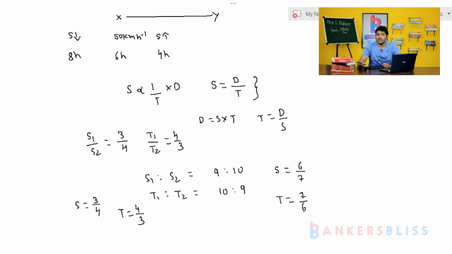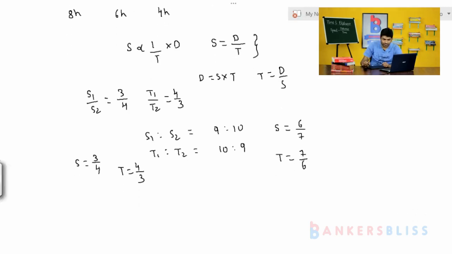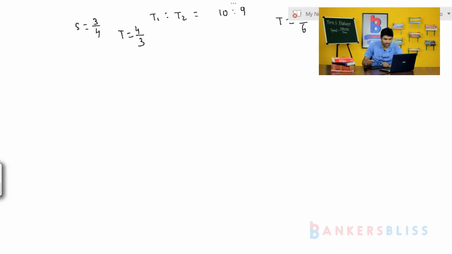Okay, so how to do that? Already you have learnt. Now, what do you mean by average speed? See here, average speed is equal to total distance travelled by total time taken. Average speed is equal to total distance travelled by total time taken.